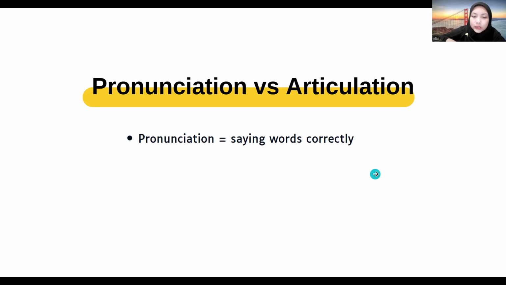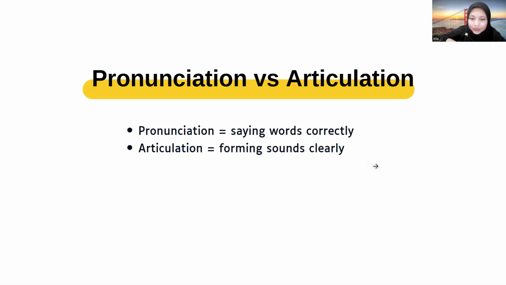And now let's talk about articulation, which is related to but not the same as pronunciation. Articulation is about how clearly you form each sound when you speak. If your articulation is sloppy, your speech sounds unclear or mumbled, and it can cause people to misunderstand.